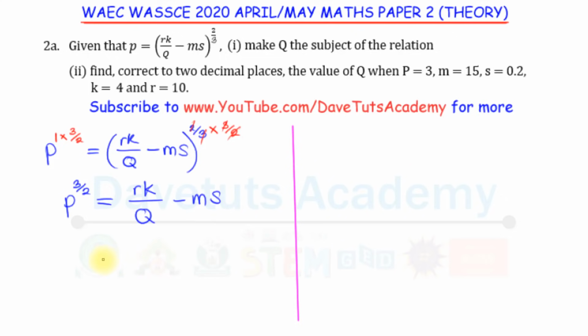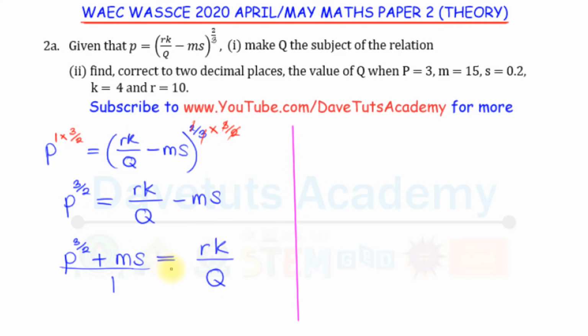Okay, and then for us to further evaluate this, we want Q to be on the side that we can actually work with, so we can move MS to the other side, and once we do that, this negative sign will become a positive sign, so we'll have something like this: P raised to power 3 over 2 plus MS is equal to RK over Q. Now on the left hand side, it's as if we're having all of this over 1, and on the right side we have RK over Q.